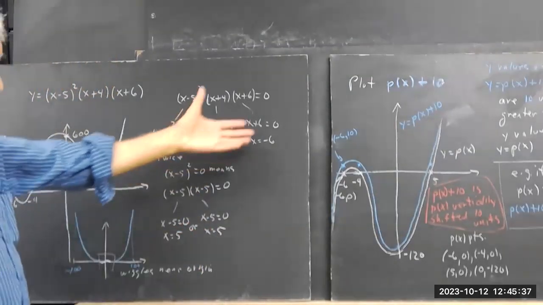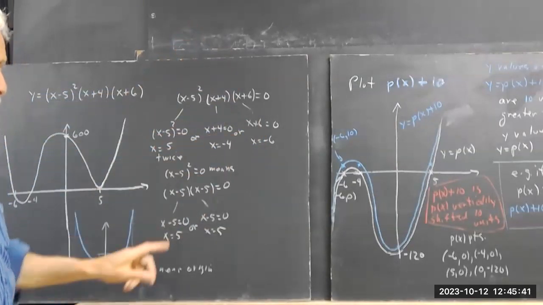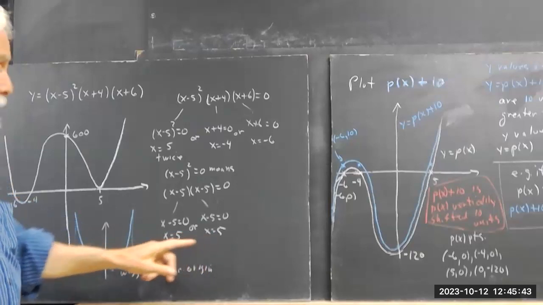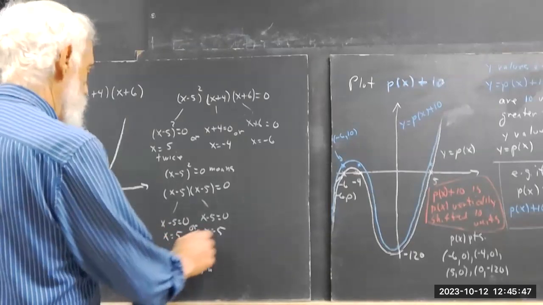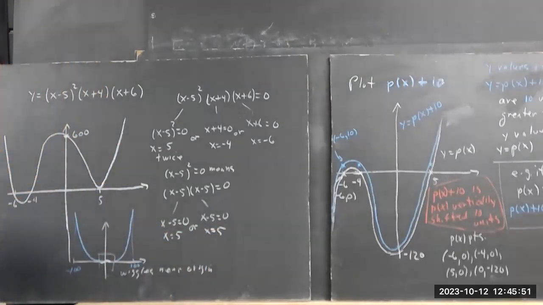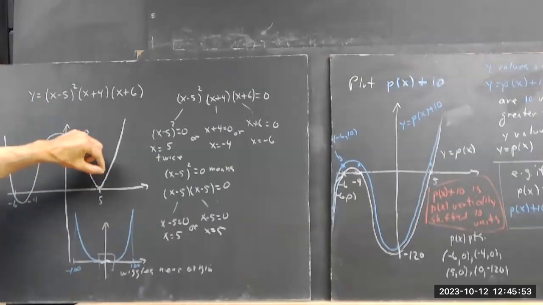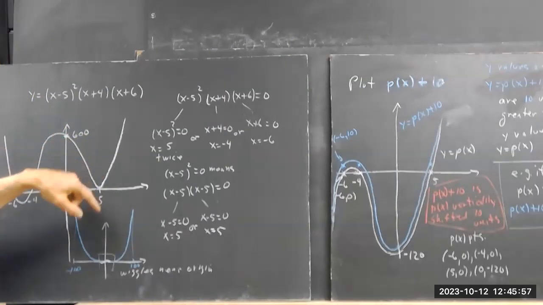Okay? In the same sense, we have these statements up here. Twice. If it equals zero twice at a point, it almost looks like a negative 5, but it isn't. Then you're going to have parabolic behavior here. Why is it parabolic behavior here?